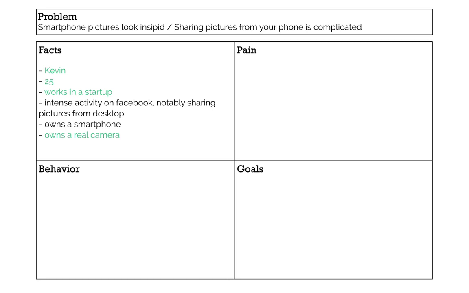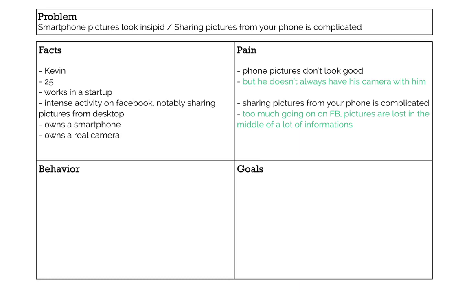The persona is going to become your best friend, and it's always easier when friends have names, right? So we'll call ours Kevin. You can add a photo or draw a picture if you like. He's not necessarily a college student. He's actually more likely to be 25 and to work in a startup. He does own a smartphone and shares pictures on Facebook from his computer, but most of the time they were taken with his real camera.